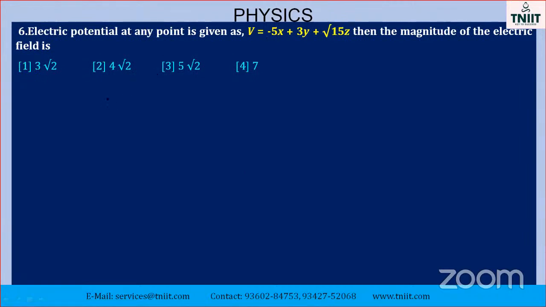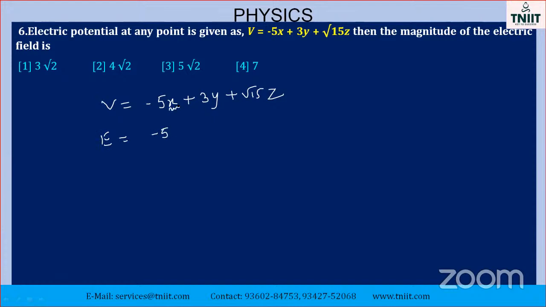What is electric potential given by? Electric potential is minus 5x plus 3y plus root 15z. Now they are asking you to find the electric field. Now electric field is given by minus 5.